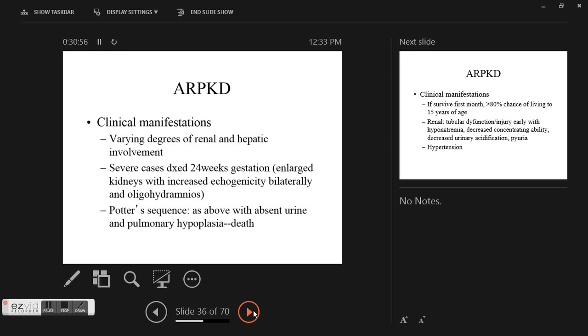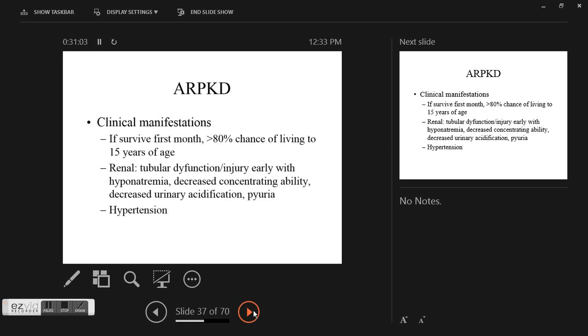If you survive your first month, you do great. There's still a significant mortality risk in the neonatal period. Often it's liver or kidney. Generally, it's not both, although I've seen it where both organ systems are severely affected.